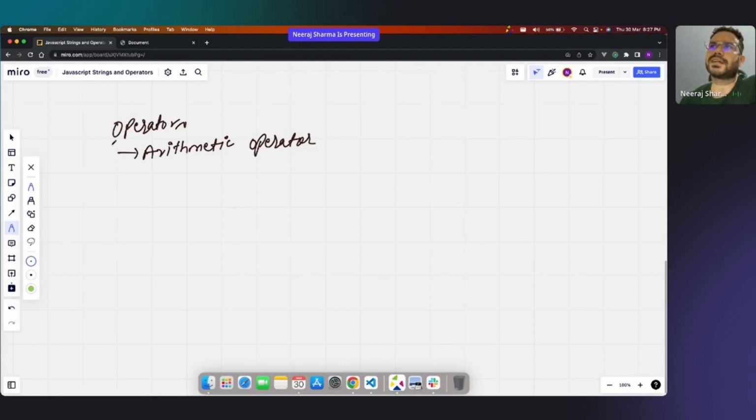So what I was telling is that we were talking about operators, right? So we have multiple operators. When I talk about arithmetic operators, essentially whenever it sees plus, it sees minus, right?